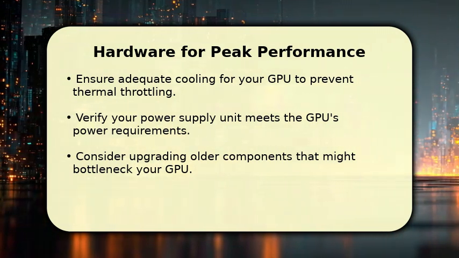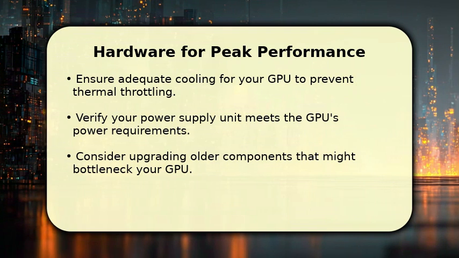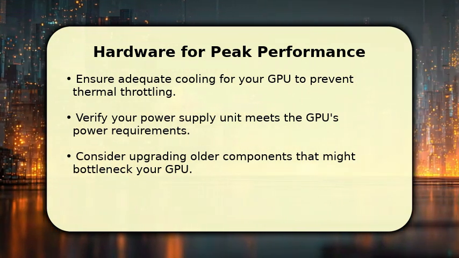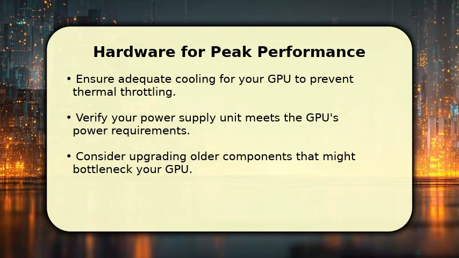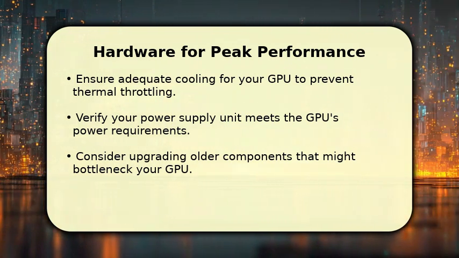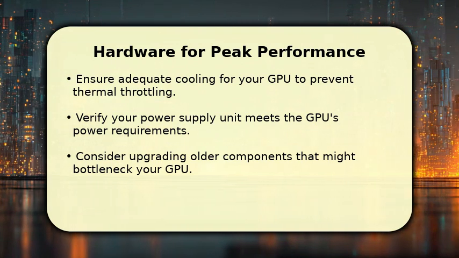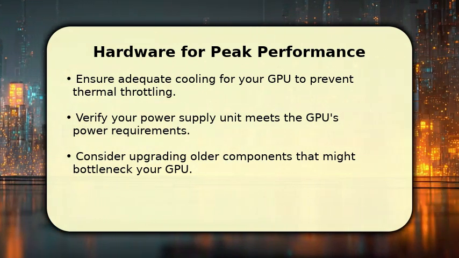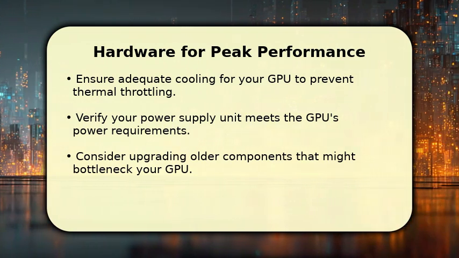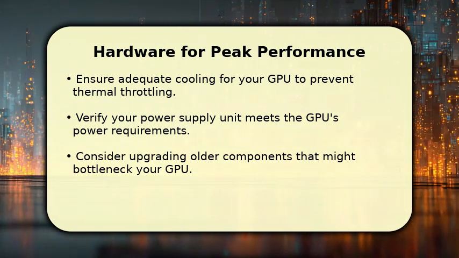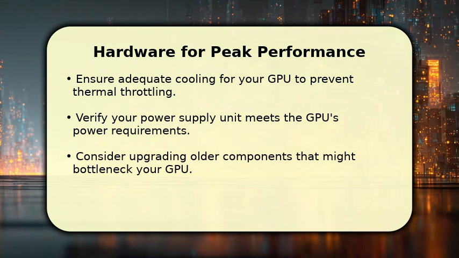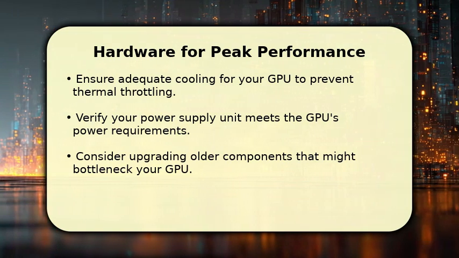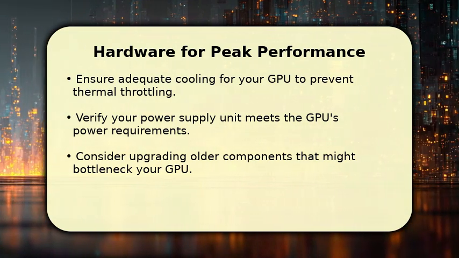Ensure your system has adequate cooling, as thermal throttling can severely limit performance, potentially reducing clock speeds by 20% or more. Verify that your power supply unit provides sufficient wattage for your graphics card, typically requiring at least 600 to 750 watts for high-end models. An underpowered supply can lead to instability. Regularly clean your computer to maintain optimal airflow and prevent dust buildup, which impedes cooling efficiency.